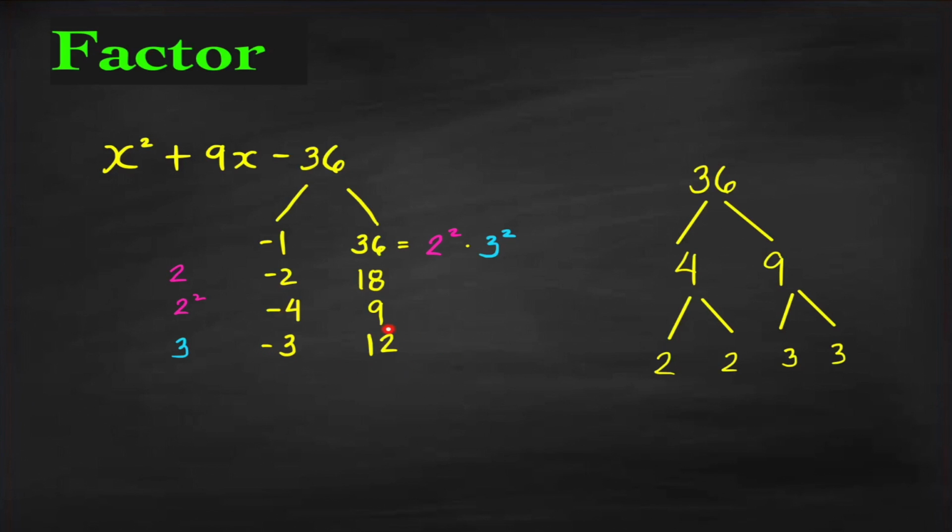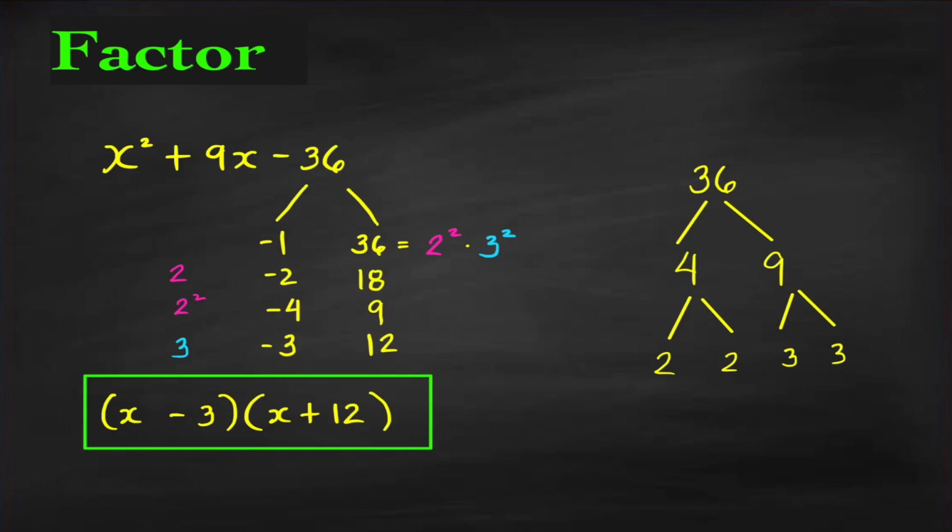So therefore, we have obtained the two numbers that when we multiply, we'll get negative 36, and when we take the sum, we'll get positive 9. And we get the correct factorization, which is x plus m, that is x minus negative 3, times x plus n. This is our n, so that is times x plus 12.